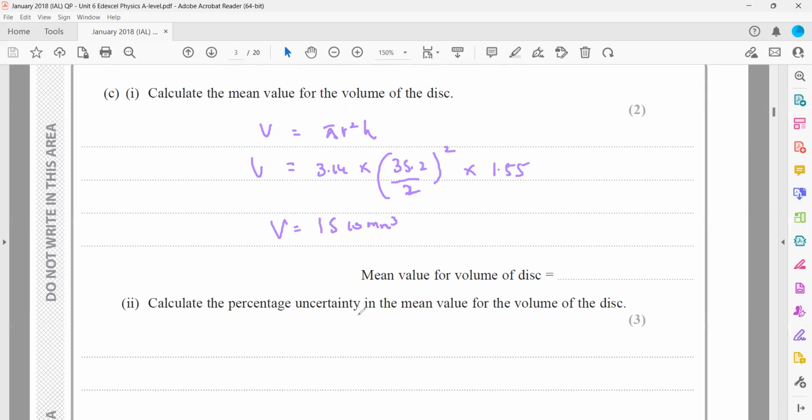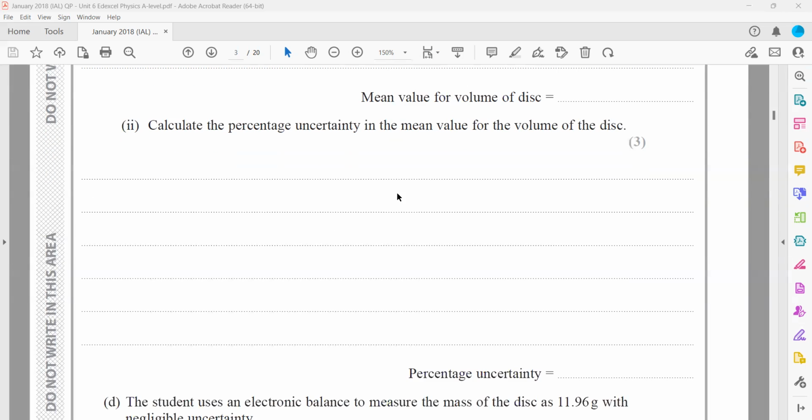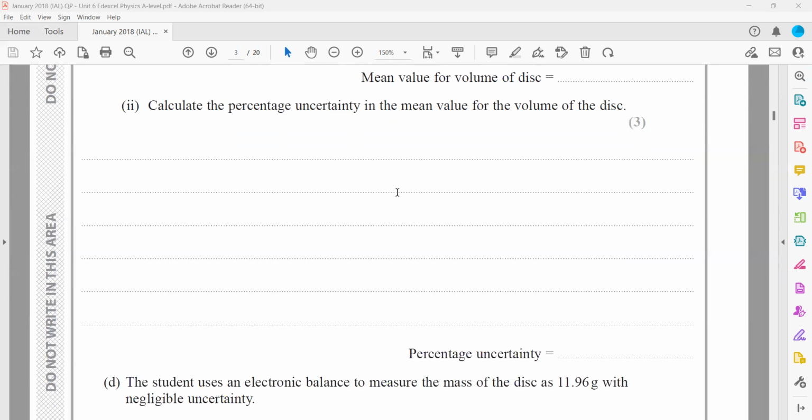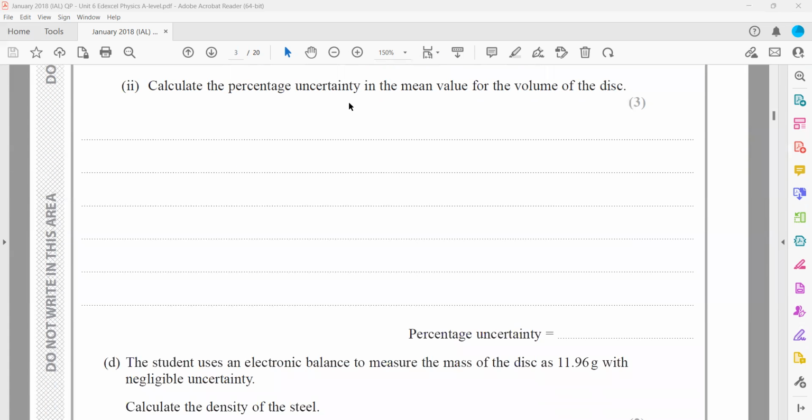The next one, calculate the percentage uncertainty in mean value of the volume. How to calculate percentage? Because how volume is calculated? Volume is calculated by using a formula, like V is equal to pi r square h. And whenever quantities are multiplied or divided, we first find the percentage uncertainty and then we take a total.